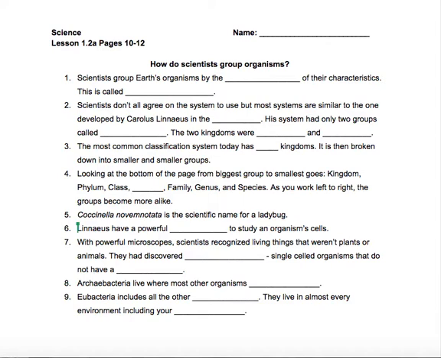Then the microscope gets developed. Scientists start looking at things under the microscope and they realize, my goodness, there's other things out there that we had no idea about because we're not capable of seeing that with just our eyes. So make sure for number 6 you write down the word microscope. I'm sorry for the misspelling. It says, with powerful microscopes, scientists recognized living things that weren't plants or animals, so they discovered bacteria.